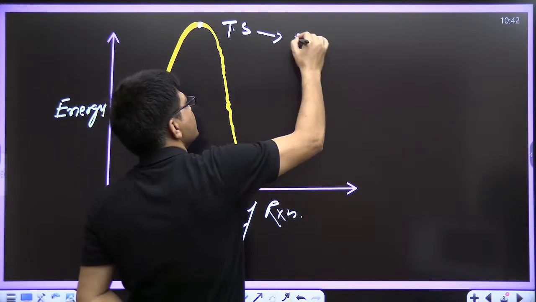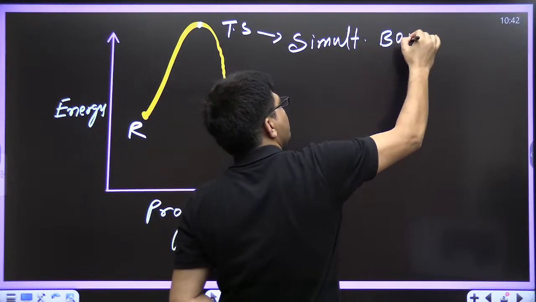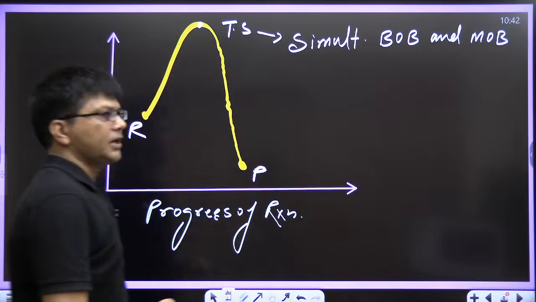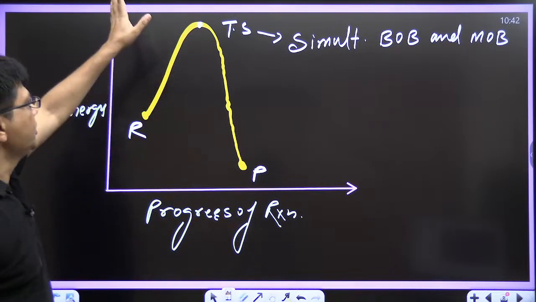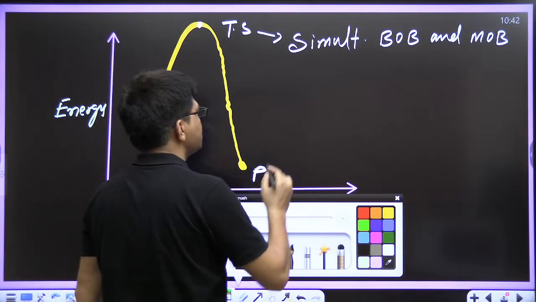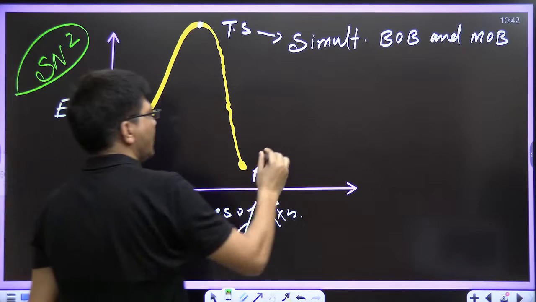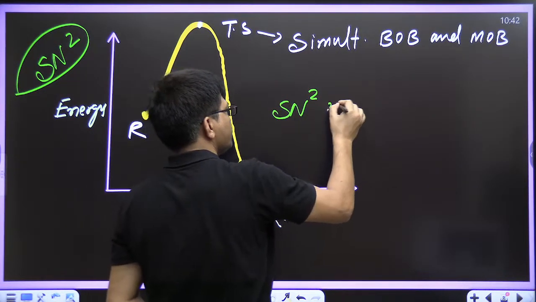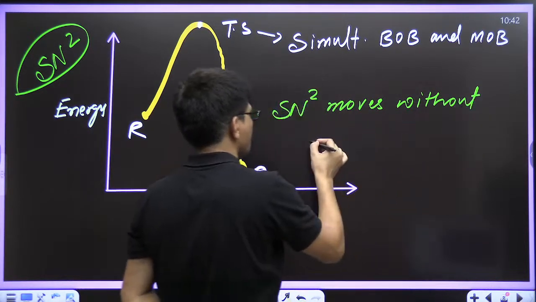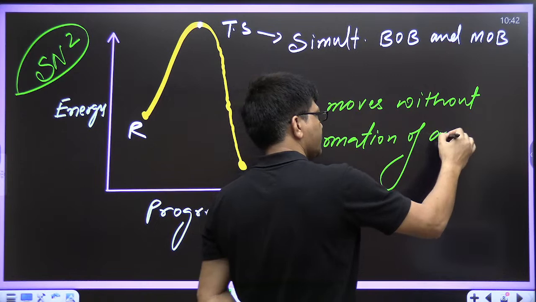This is involving simultaneous breaking of bond, BOB, and making of bond, MOB. What does it mean? Breaking of bond and making of bond. Kids, can you understand? No intermediate, because there is one transition state. The reaction is moving without any intermediate formation. So this is an example of an SN2 reaction. SN2 moves without formation of any intermediate.